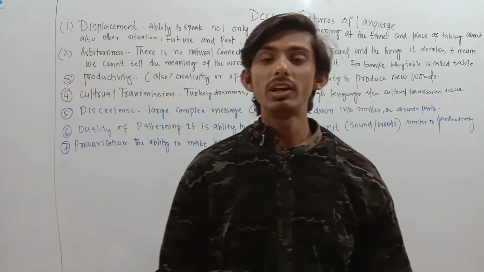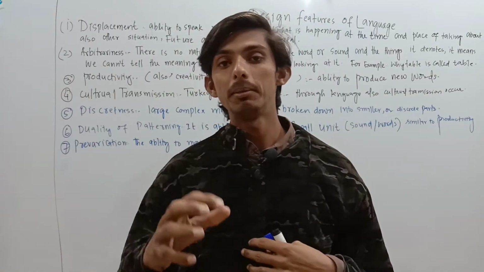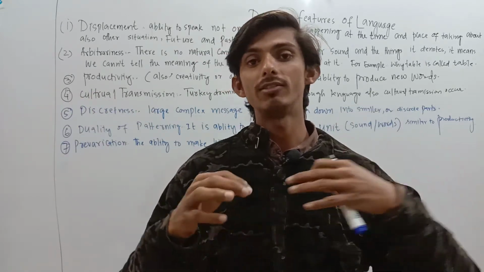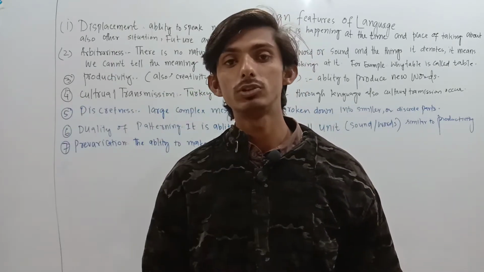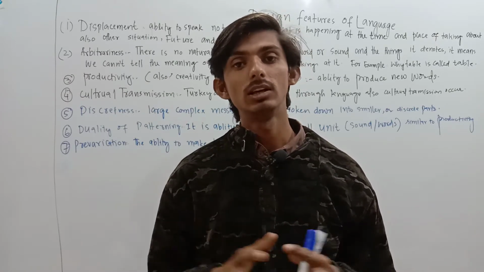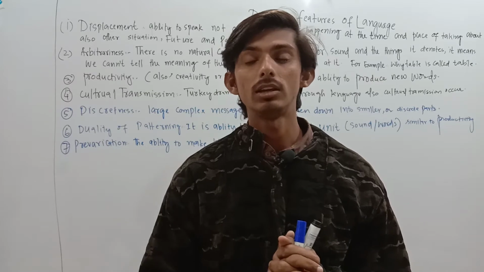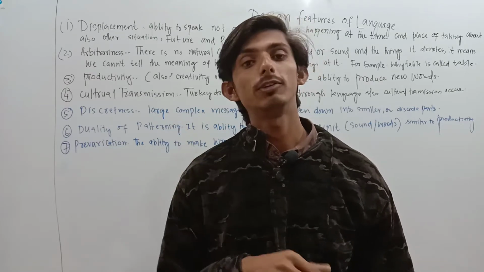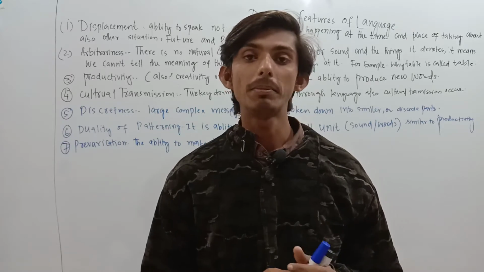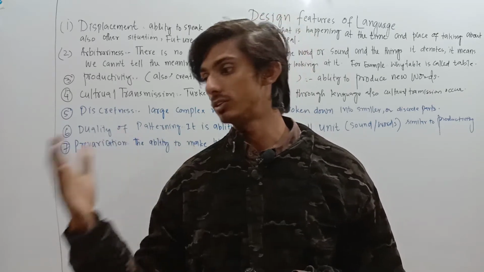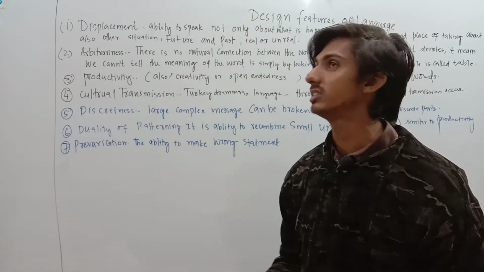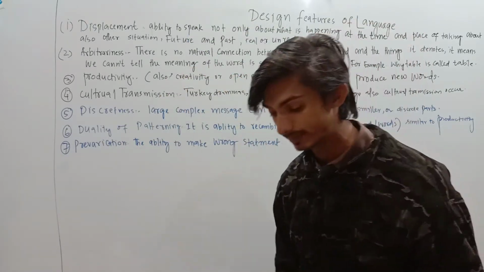So what is displacement? I am here, and I am talking about my past, or I am talking about my future. What will happen in the future? I will do this, I will do this job or anything. So I am talking about the future. This is the human capability to speak about his past and his future, and that is called displacement. This is the first design feature of language.